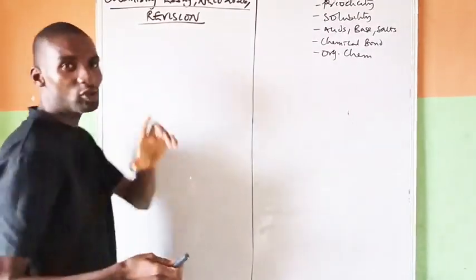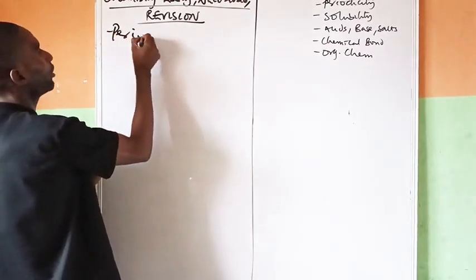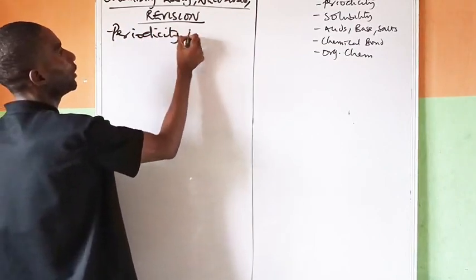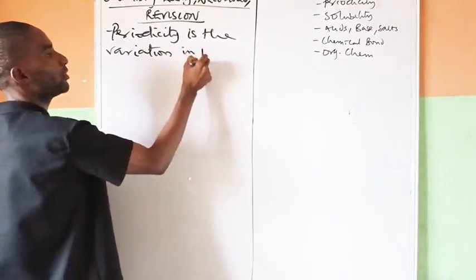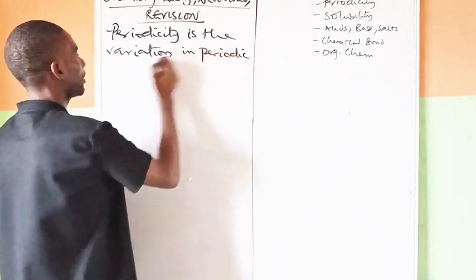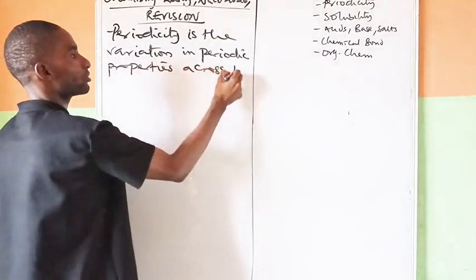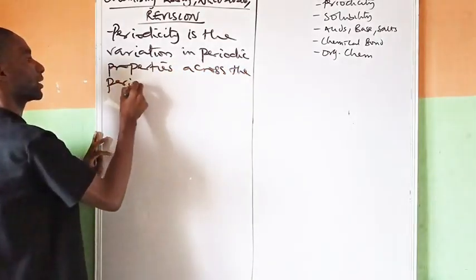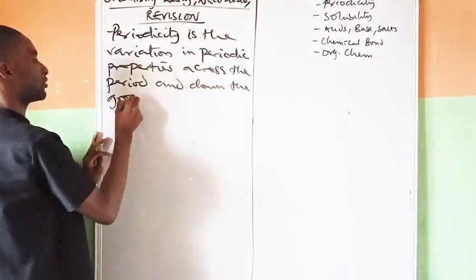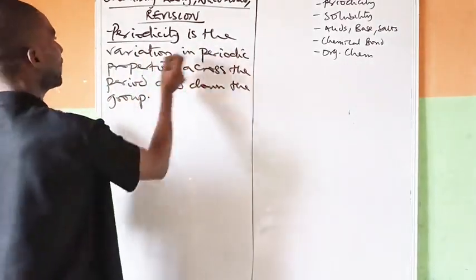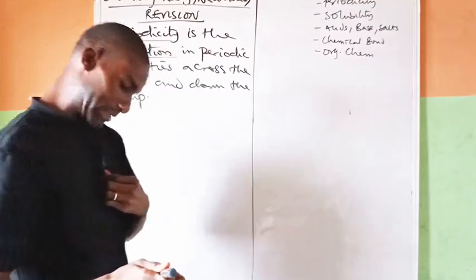Let's start with periodicity. They can ask you to define periodicity. Periodicity is the variation in periodic properties across the period and down the group. So if they ask you to define periodicity, it is actually how these properties vary across the period and down the group.